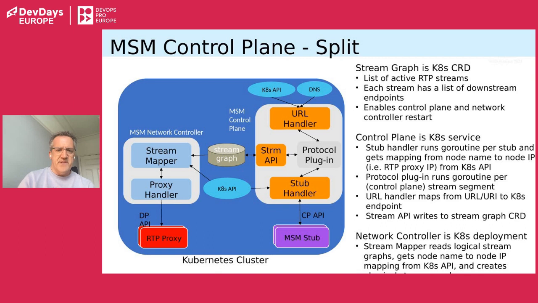So how we do that is we have this stream graph, and that gets written to by the control plane, and that's going to be persistent. So our initial implementation, we have that in etcd. We're looking at maybe using Kubernetes custom resource definition, CRD, for that. And so if, for example, the network controller restarts, because we just have one instance of that running, that doesn't matter because it can just pull that data from this persistent stream graph when it comes back up.